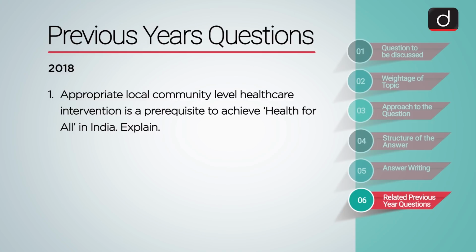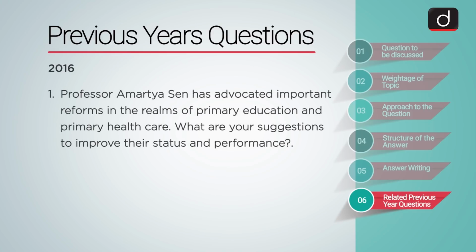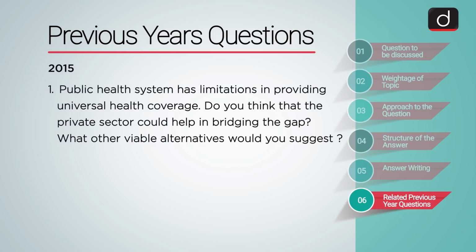Appropriate local community level healthcare intervention is a prerequisite to achieve health for all in India. Explain. In 2016, the following question was asked. Professor Amartya Sen has advocated important reforms in the realms of primary education and primary healthcare. What are your suggestions to improve their status and performance? In 2015, the following question was asked. Public health system has limitations in providing universal health coverage. Do you think that the private sector could help in bridging the gap? What other viable alternatives would you suggest?